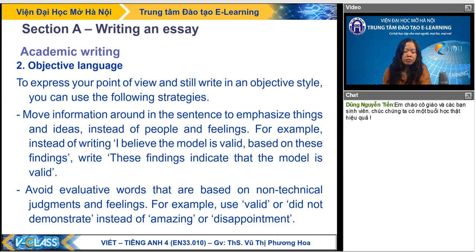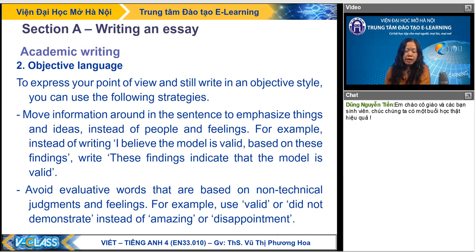And then you should use objective language. To express your point of view and still write in an objective style, you can use the following strategies. Move information around in the sentence to emphasize things and ideas instead of people and feelings. For example, instead of writing, I believe the model is valid based on these findings, you should write, these findings indicate that the model is valid.